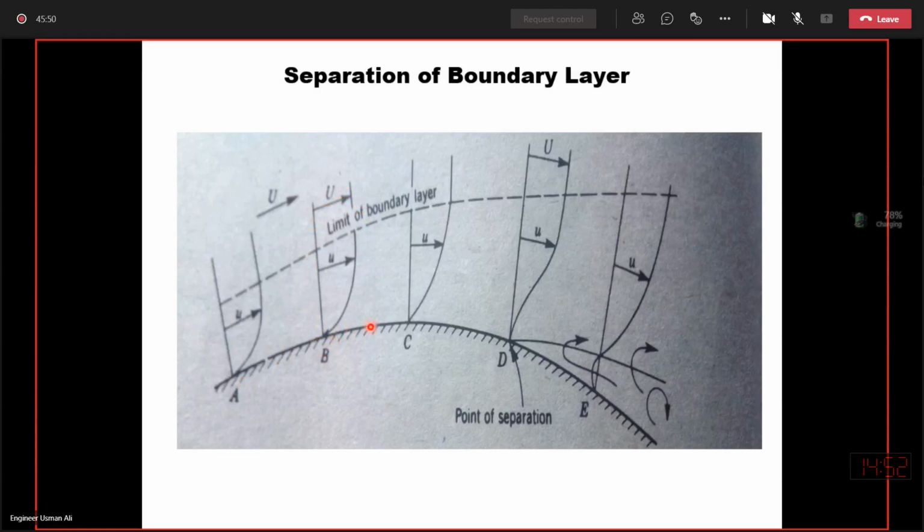Now when we move from B to C and onward, it is a diverging flow. So velocity reduces from B to C, and if you look at the point C near the surface, the velocity profile is straightening up, or it is becoming normal to the surface. Now at point D, what happens? Further velocity reduction takes place because of the divergence. Area is increased and the pressure will increase.